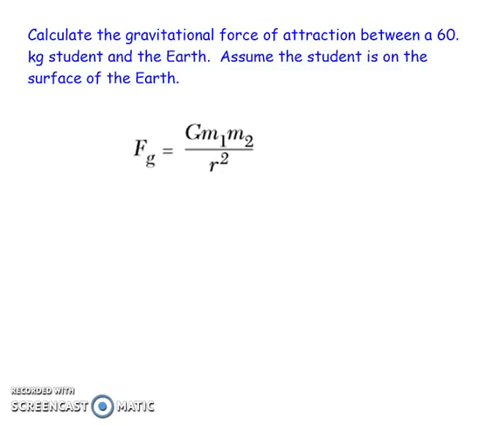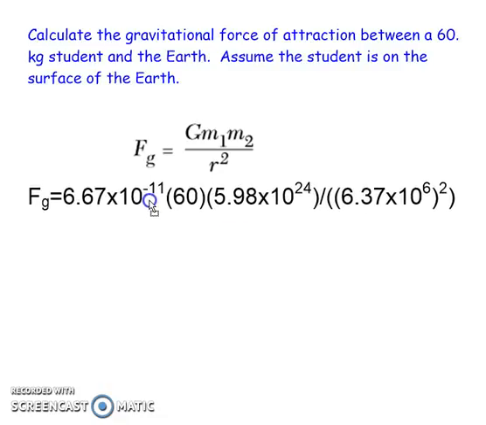When we're dealing with anything in circular orbits, the distance between the two objects will be the radius of that circle, which is why they use r instead of d. So if we plug into this equation, the universal gravitational constant, 6.67 times 10 to the negative 11th, times m1, the mass of the student, is 60. m2, the mass of the Earth, is again on the front of your reference table. It's 5.98 times 10 to the 24th kilograms.